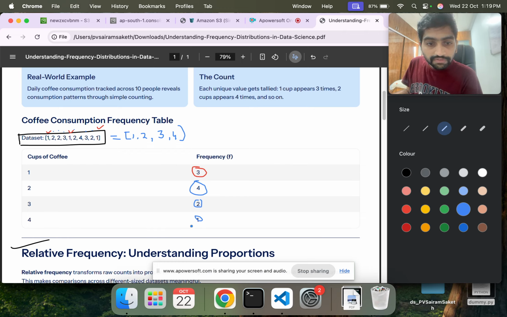Like the total number of observations: 3 plus 4 is 7, 7 plus 2 is 9, 9 plus 1 is 10.